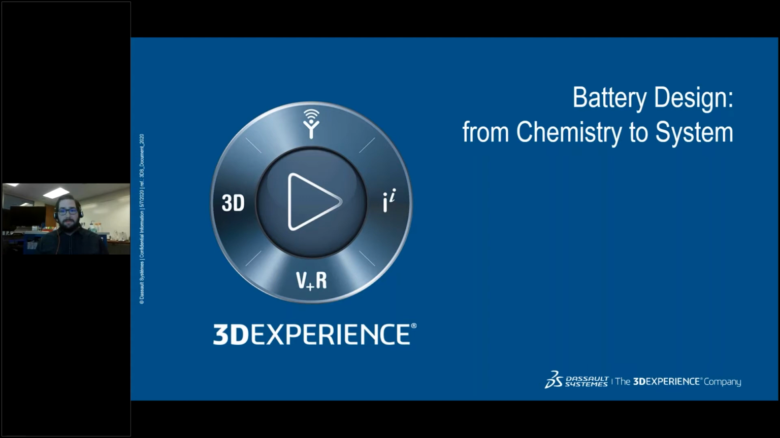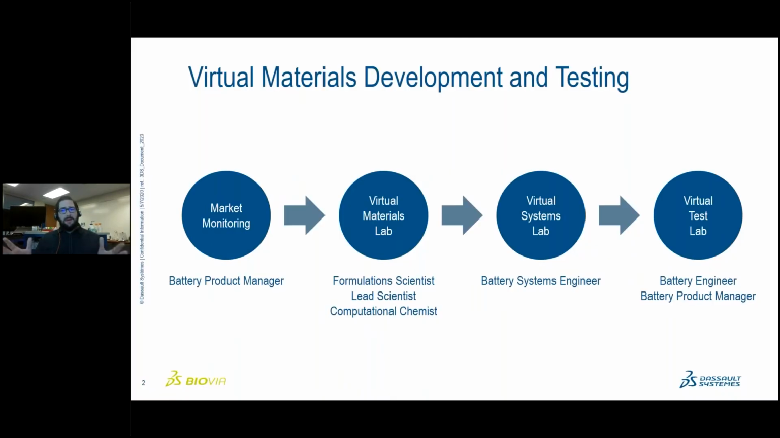The general story that we're going to have for you today is we're going to start off with a market look, so a battery product manager, and how this person can put together information from across multiple sources, be it news sites, scientific journals, things of that nature, to then help guide their decision-making process to figure out what the next step in the battery R&D process should be.